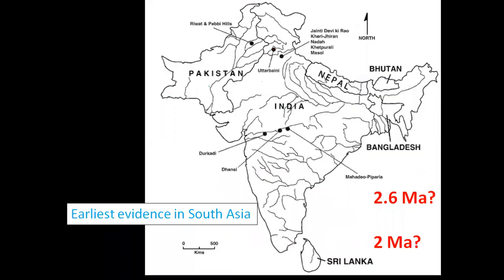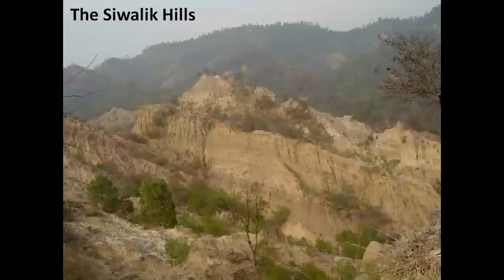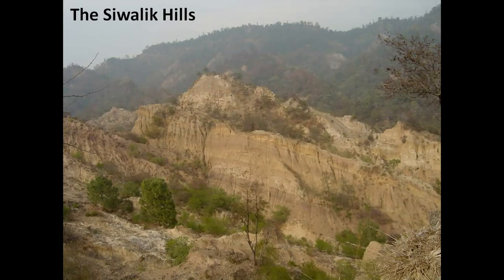What is the evidence for the oldest evidence in the subcontinent? We have sites reported from Central India and North India, especially Shivalik Hills, which many people are familiar with. And the Shivalik Hills basically are parallel with the Himalaya from Pakistan, India, and Nepal.